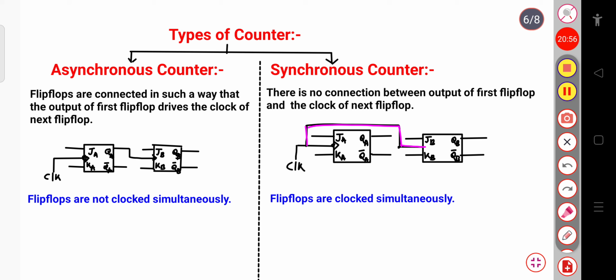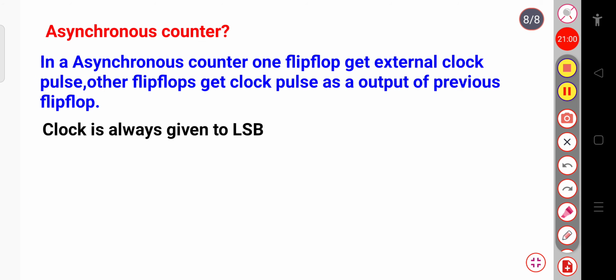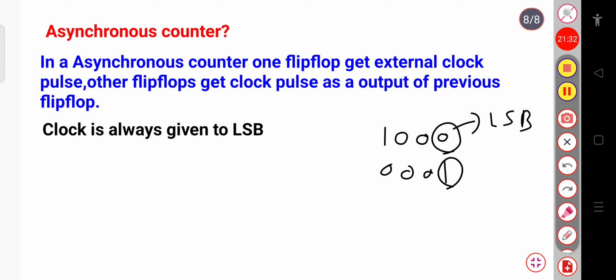And the second point is that the clock is always given to the LSB. LSB means the least significant bit. What is the least significant bit? Suppose here I am writing a number in digital or binary form. I can say this is, suppose, 1000, or 0001, or whatever it may be. So this last bit is called the LSB, and this first one is called the MSB, that is the most significant bit.